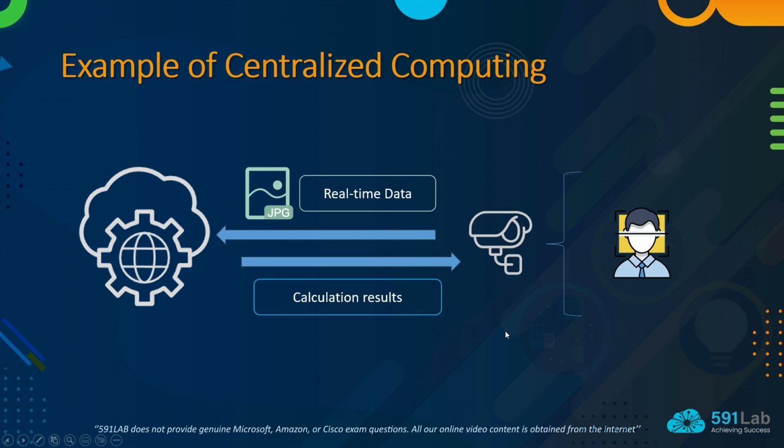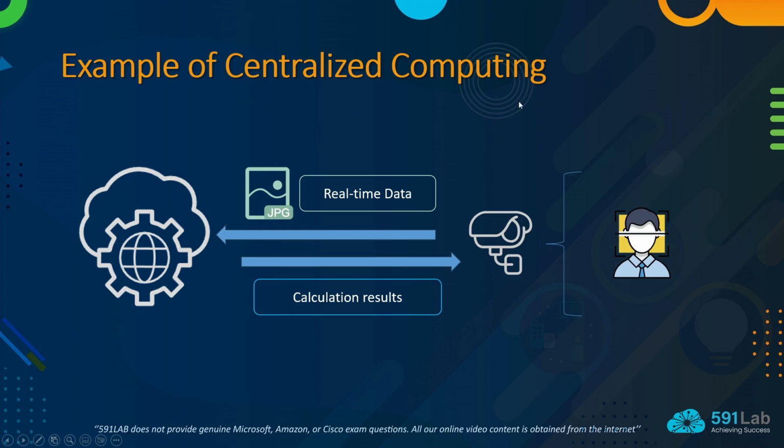So when we want to identify some human face, the camera will snap the human face as a JPG file or image file. The real-time data will be sent to the data center, and then the data center runs AI models, and the calculation results will return back to the camera, and then the camera sends some alert or does other actions.